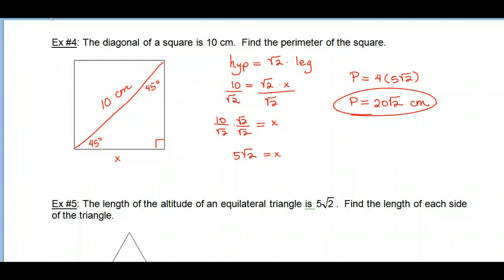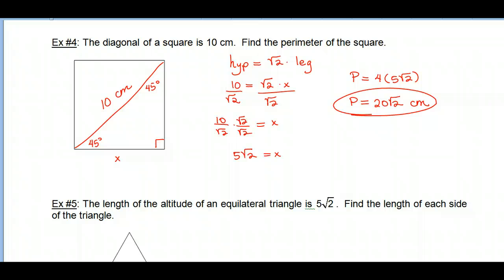If I gave you a diagonal, in this case it was 10, so the side ended up being 5 root 2. What if I gave you a side of 14? It would be 7 root 2. What if I gave you a side that was 9? 4.5 root 2, or 9 halves root 2.